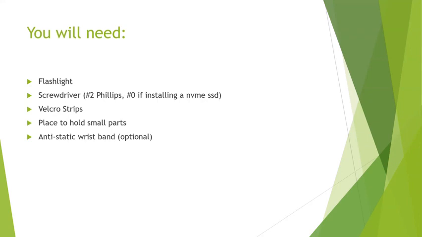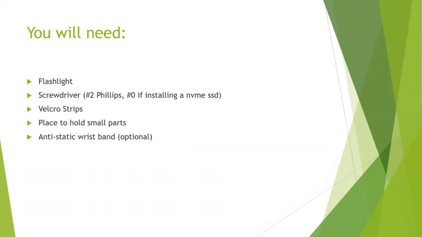So the things that you will need other than the parts that we talked about and other than accessories is that we'll need a flashlight in order to make sure that we can see everything in the case, as the case can get quite dark. We'll also need a screwdriver to unscrew some screws, in which the size we'll need is a number 2 Phillips screwdriver and a number 0 Phillips screwdriver if we're going to install an NVMe SSD. We're also going to need some Velcro strips to help us organize our cables. We will talk about that later.